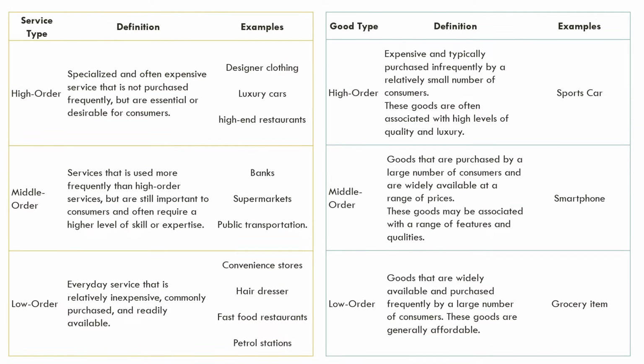And also it's important to know the difference between high order services that you can see on the left and high order goods that you can see on the right. A service is something that we can use to help us. A good is something that we physically buy. So you can see here all the various different examples and the definitions. And that's really important when it comes to land use surveys.